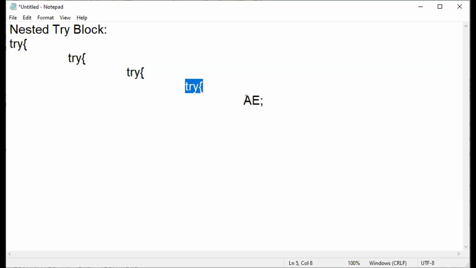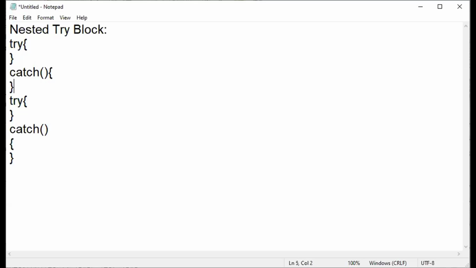Assume that there are a few instructions which might raise an arithmetic exception. With respect to this innermost statement, there might be four catch blocks matching. Assume I am not writing things in this fashion, and I am writing everything as separate try catch blocks. One try is here, and for that particular try I have a catch block written. Another try block here, another catch block here. Now these two are independent try catch blocks.